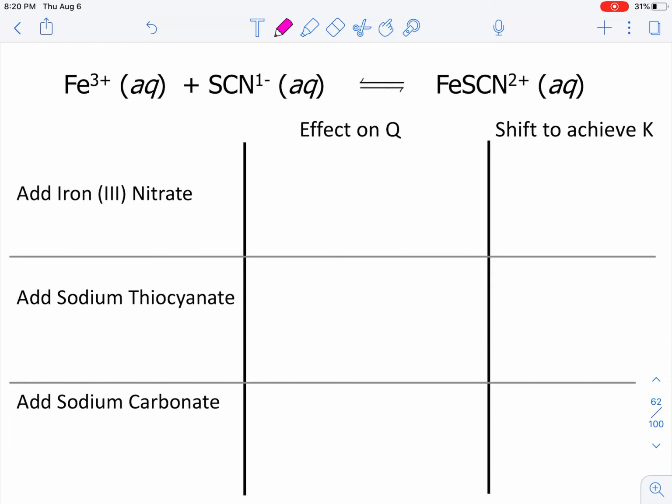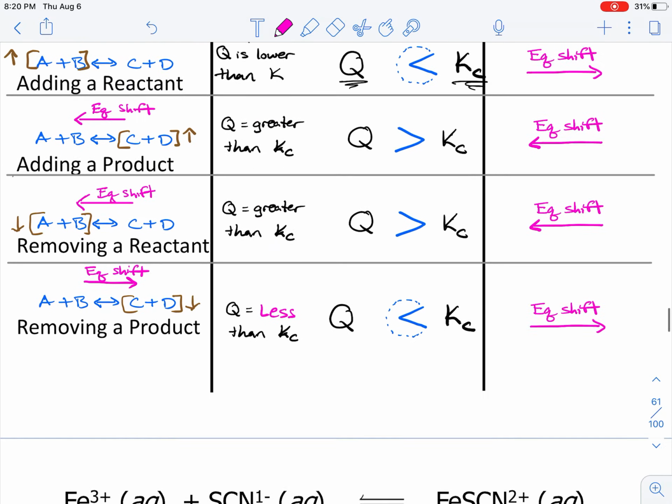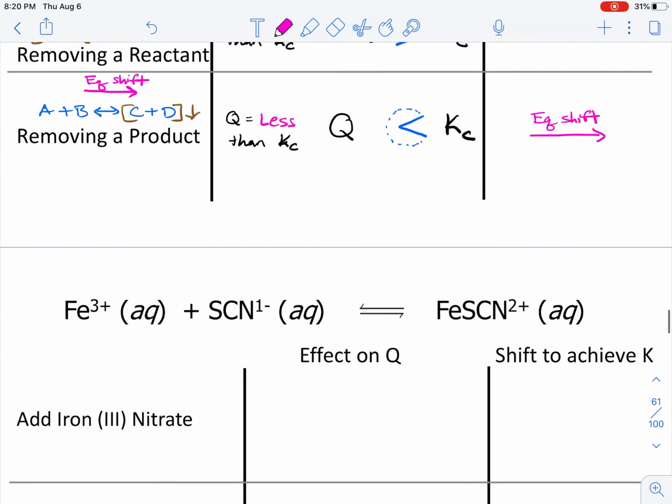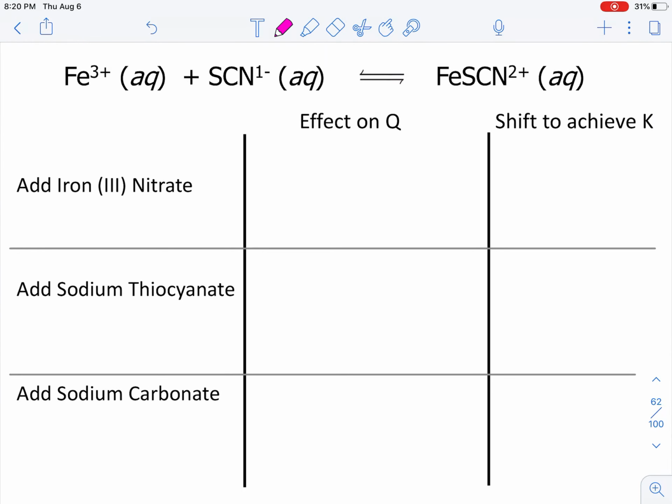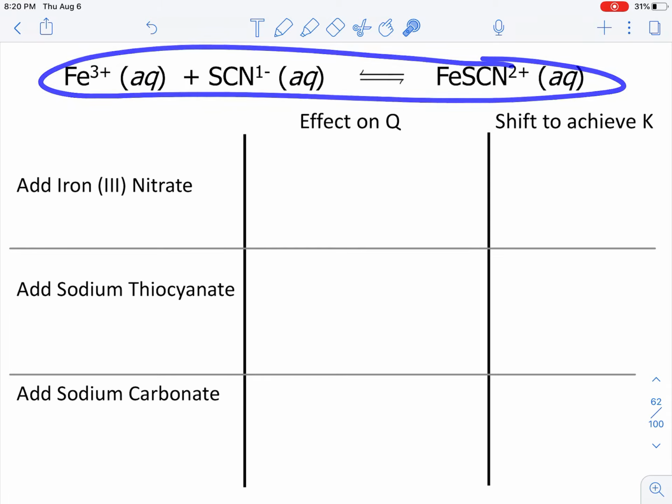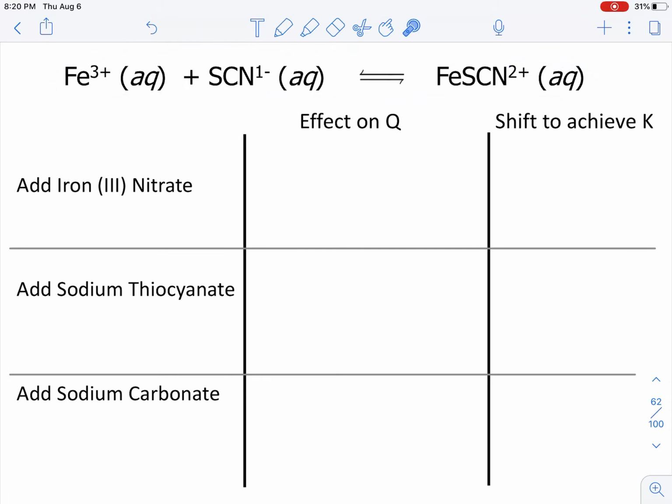All right, so let's go ahead and apply this concept to a chemical reaction. So let's go from theory to an actual problem. So let's say that this is our chemical equilibrium. We have iron reacting with thiocyanate to produce iron thiocyanate. And so if we add iron 3 nitrate to this chemical system, how would it affect Q, and what would we need to do to the equilibrium so that it achieves the new equilibrium, which is represented by K?